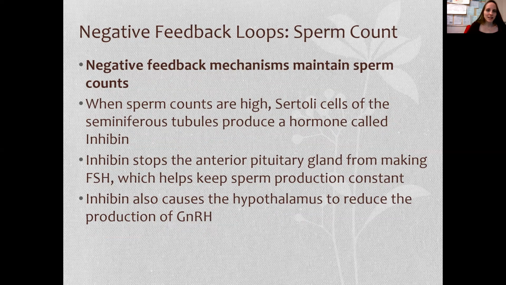There are important negative feedback loops that regulate both the production of sperm and the production of testosterone. If sperm levels get too high, the Sertoli cells inside the seminiferous tubules are going to produce and secrete inhibin, which is a hormone. The inhibin is then responsible for the negative feedback loop. The inhibin goes back up to the pituitary gland and cuts off the production and secretion of FSH. It's also going to inhibit the production and secretion of the gonadotropin-releasing hormone from the hypothalamus.